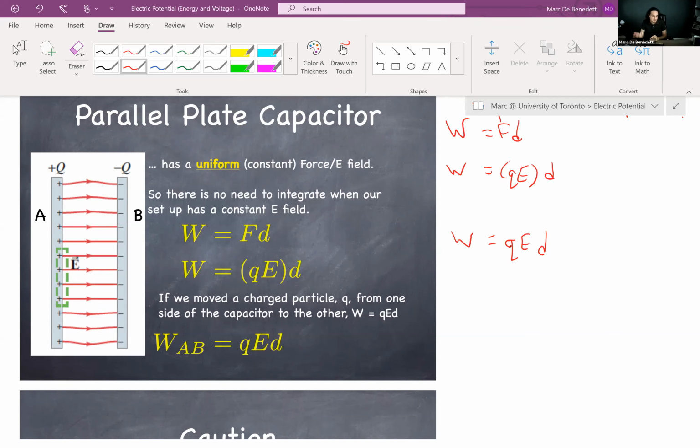But no, Q would be the charge of the particle that you wish to move. So let's say we had an electron in this parallel plate capacitor, and we want to move this electron to the right. Well, Q would be the charge of the electron, the E field would be the electric field of the plates, and then the d would be the distance at which we wish to move the electron, whether it be 1 centimeter, 2 centimeters, 9 centimeters, or what have you.